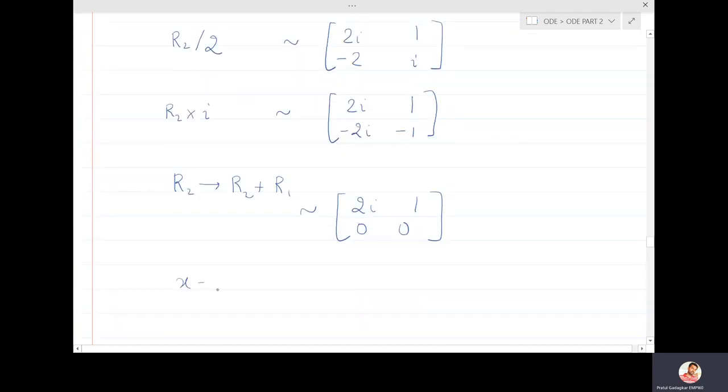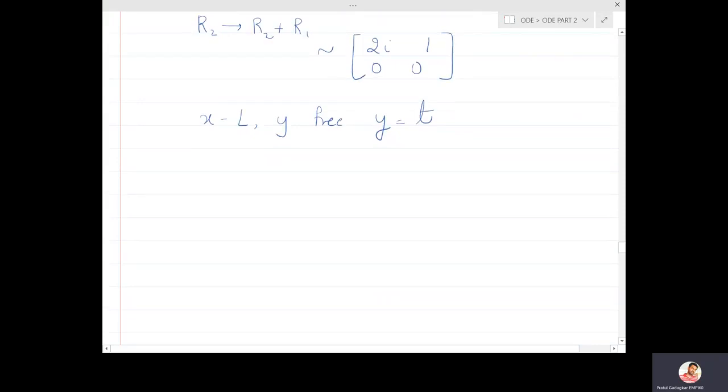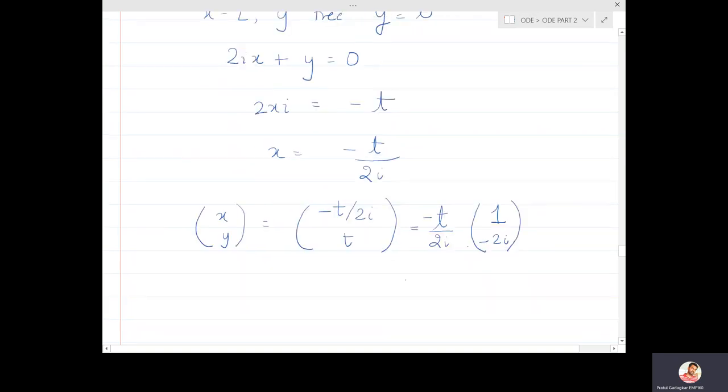Here again I see that x is leading and y is free, so I will take y equal to t. Once I take y equal to t, the equation that I will get from the first row is 2ix plus y equal to 0. So 2ix is equal to minus y, which is minus t, and therefore x is equal to minus t upon 2i. Okay, and when I write this in the form of x comma y, I will get minus t upon 2i comma t. I will just pull out a t common first of all. If I take t common, this will just become 1 and this will become minus 2i. So the second vector that I will choose as the eigenvector will be 1, minus 2i.